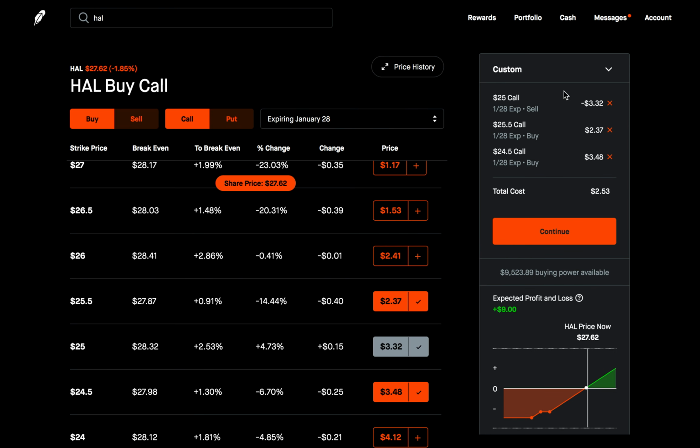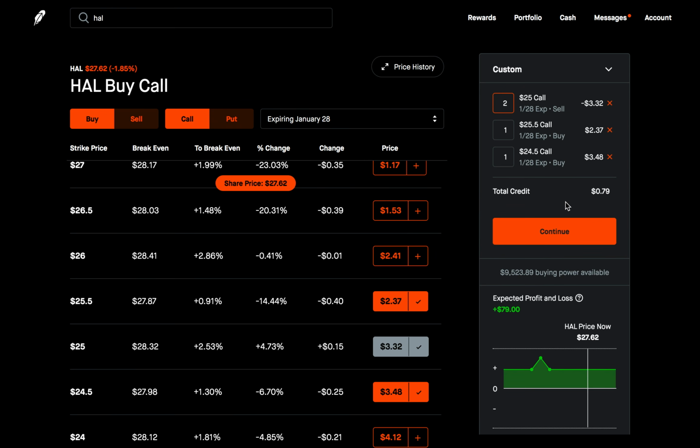Now what I can do is come up here to this drop down, click on it, click on custom, and this lets me change the quantity of each contract. So remember, for the calls that we're selling, we actually want 2, not 1. So we're going to do that right here. So ultimately, if you guys remember, this is the long call butterfly spread.